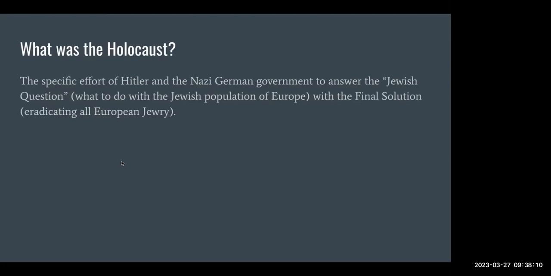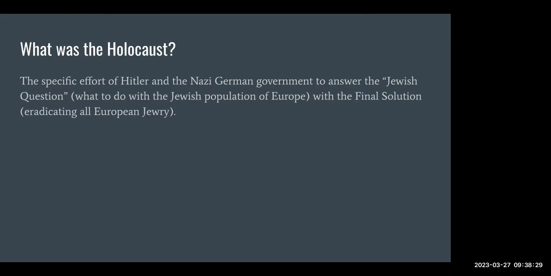So, I guess the first thing to do is to really define what the Holocaust was. It was the specific effort of Hitler and the Nazi German government to answer the Jewish question, which is what should they do with the Jewish population of Europe? And the answer with the final solution, which is kill them all.